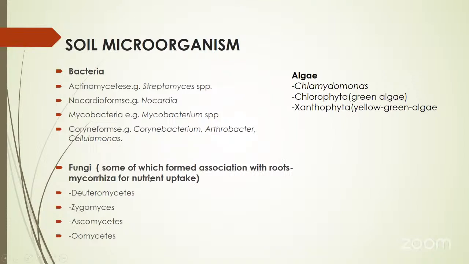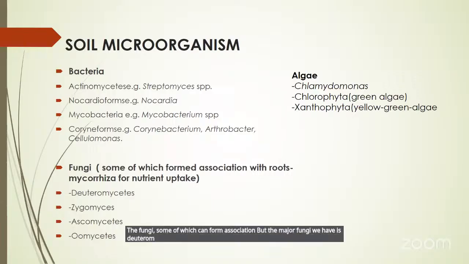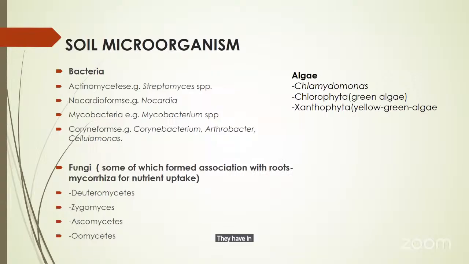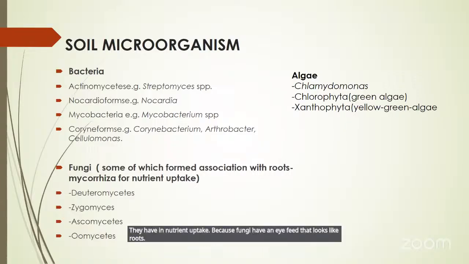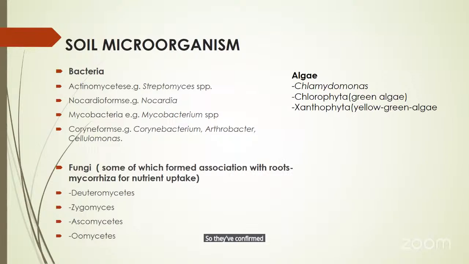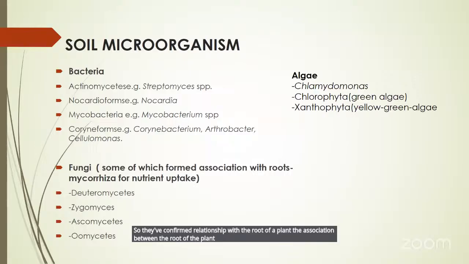The fungi, some of which can form association, but the major fungi we have are Deuteromycetes, Zygomycetes, Ascomycetes, and the Oomycetes. Most of these fungi can form association with the root of the plant. They are very useful. They help in nutrient uptake because fungi have hyphae that look like roots. So they can form a relationship with the root of a plant. The association between the root of a plant and the fungal hyphae is known as mycorrhiza.